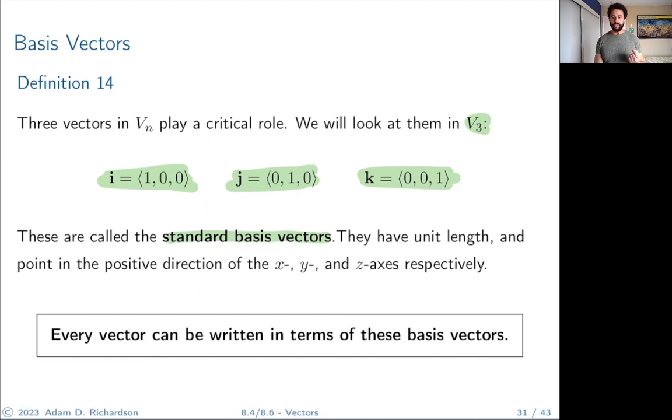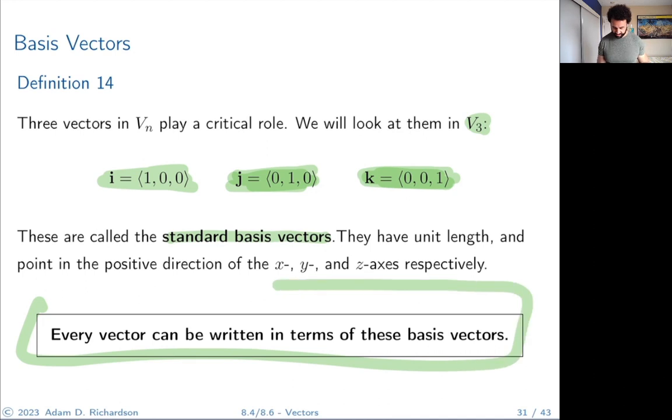So let's look at what these things do. The vector i basically says to travel 1 unit along the x-axis in the positive direction. The vector j says to travel 1 unit along the y-axis in the positive direction. And the vector k says to travel 1 unit along the z-axis in the positive direction. So i, j, k basically say to go 1 step forward in each one of these subdimensions. That's what they are. They're called the standard basis vectors. They have unit length, so they're only length 1, and they point in the positive directions of the x, y, and z axes respectively. Now, the reason these are so important is because of what's in the box down here.